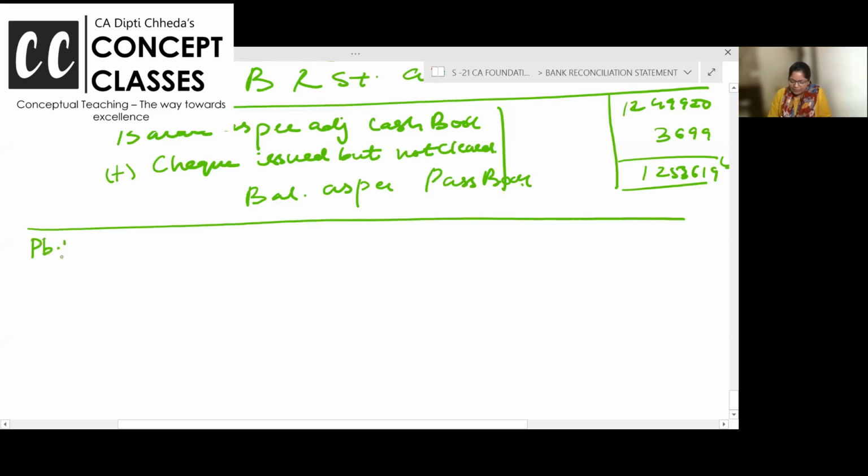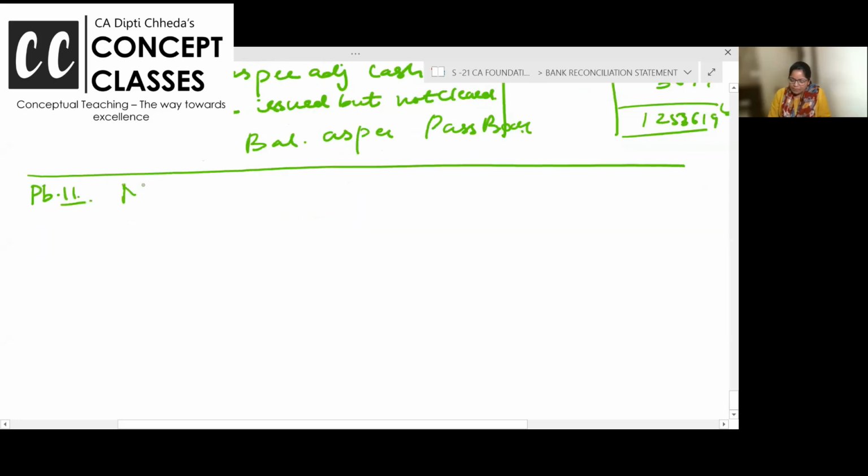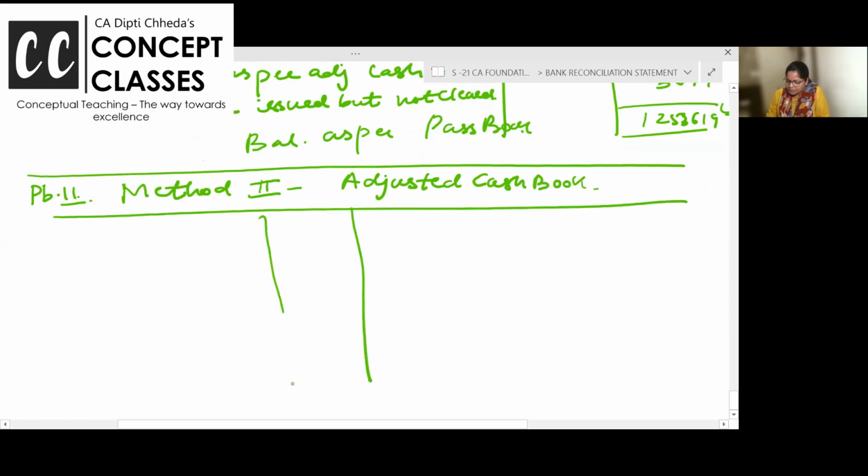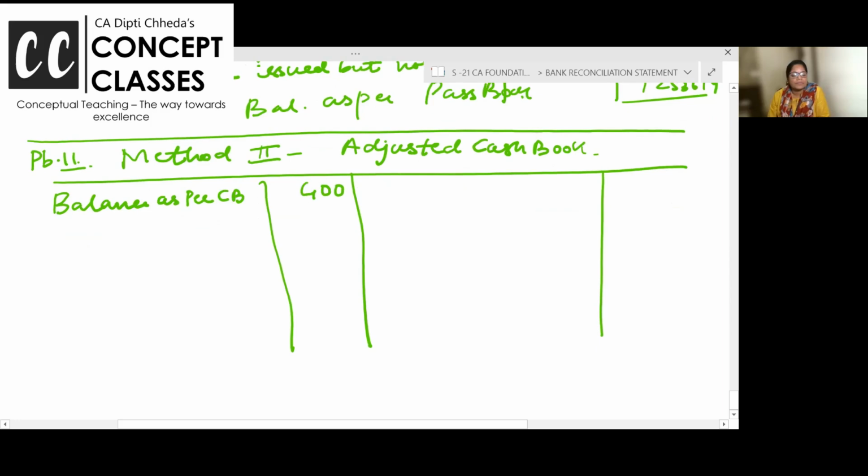And I'm writing here, I'm doing it by method 2. Method 1 is homework. All add and less you have to do in the BRS only. That is method 1 and that's homework. Karna hai so that you revise this concept. Method 2, I'm doing adjusted cash book. Balance as per cash book 400.